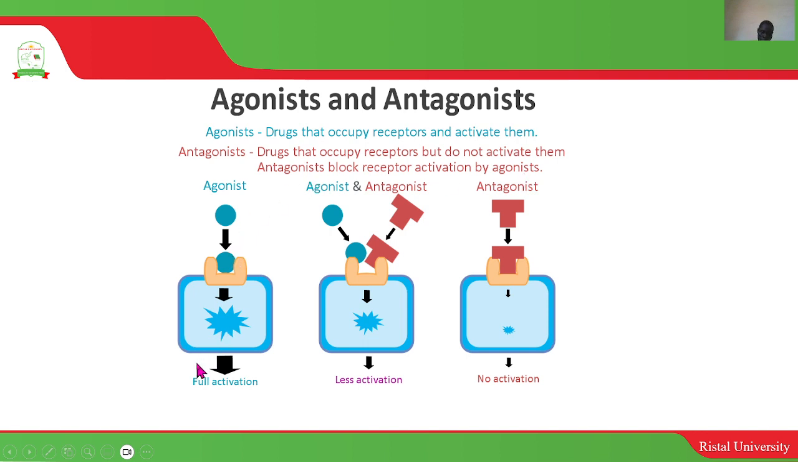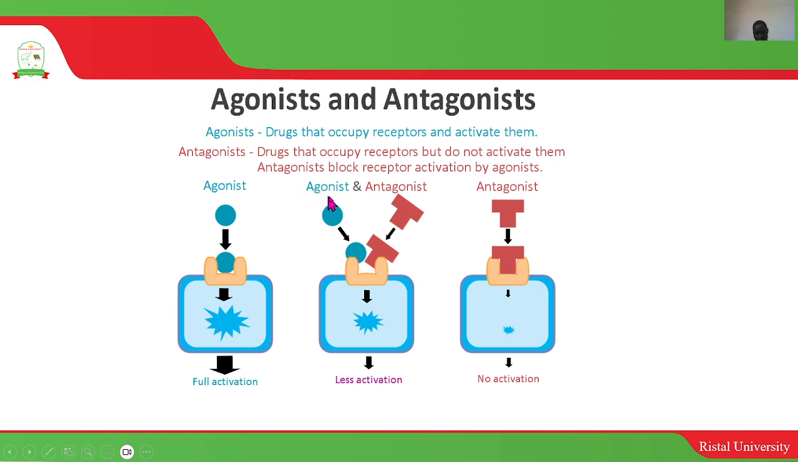So if this is our agonist, and this is the binding site to the receptor, we shall see what happens. It binds, and then the full action is activated. Then we see our effects, the desired effects that we intend to see. That is how an agonist works.